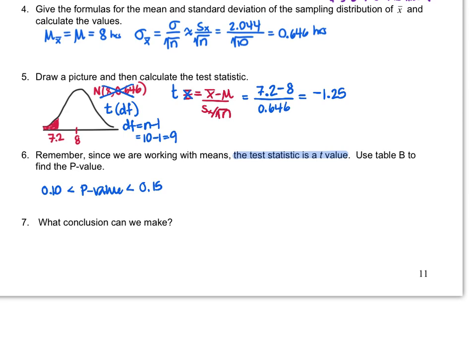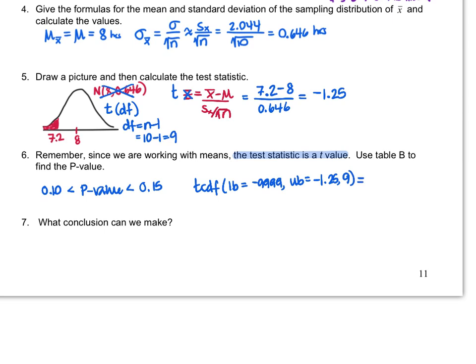The other way that we can do this, of course, is with TCDF. And for TCDF in the calculator, we go to second vars, and then we use the lower bound of negative some big number, the upper bound of our test statistic value, and then the degrees of freedom, which is 9.